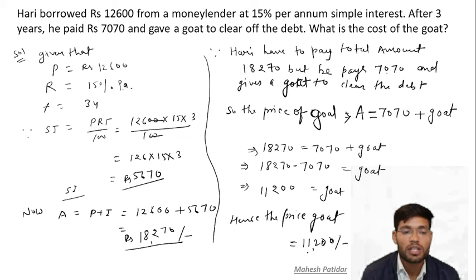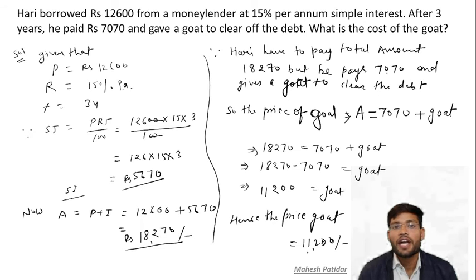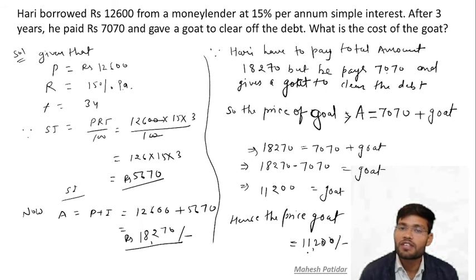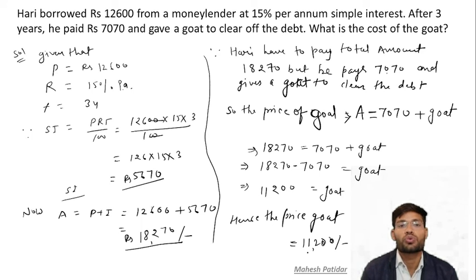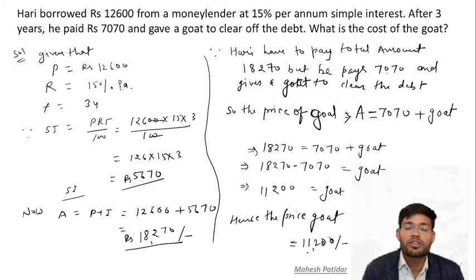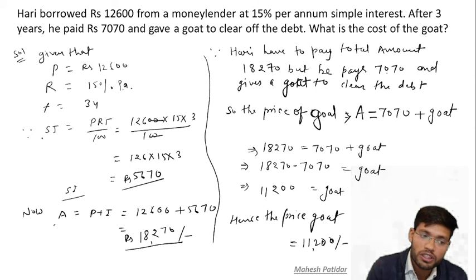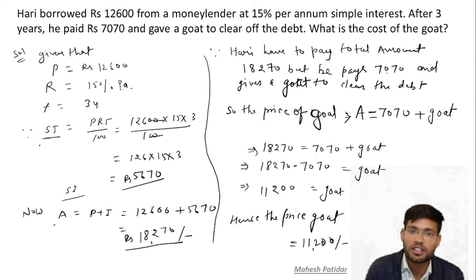What is the question? The question says Hari borrowed some money from a money lender, then he pays 70 rupees plus a goat. So we have to find the price of the goat. First of all we calculated the simple interest that he has to pay, and then we calculated the total amount that Hari has to pay.